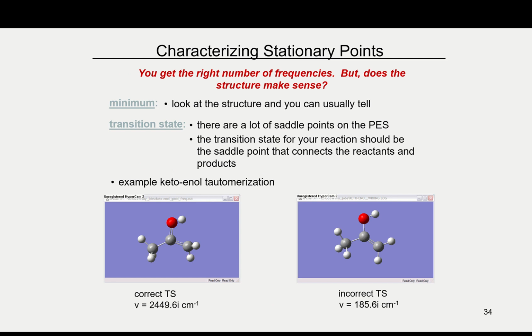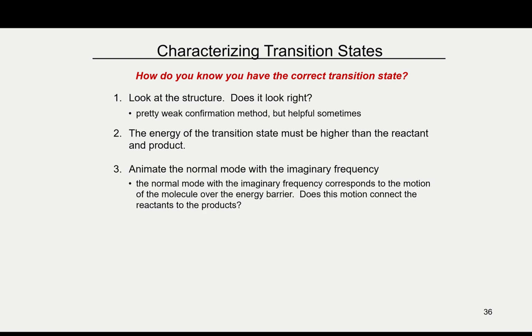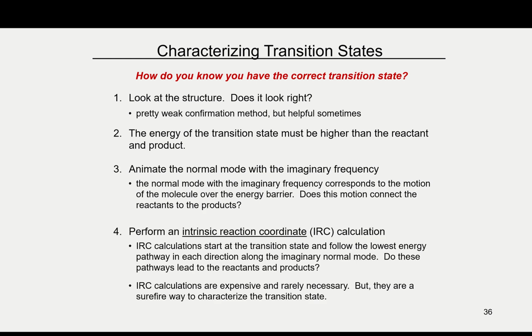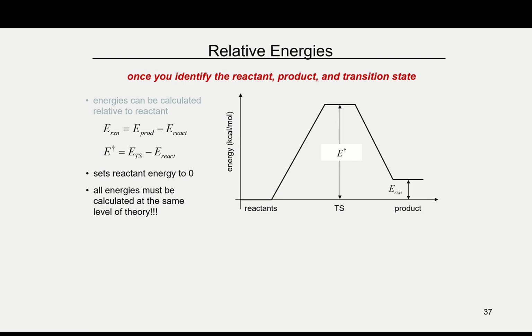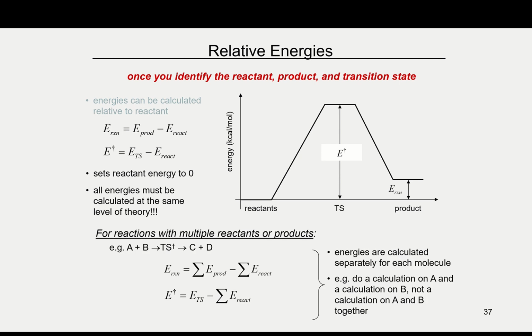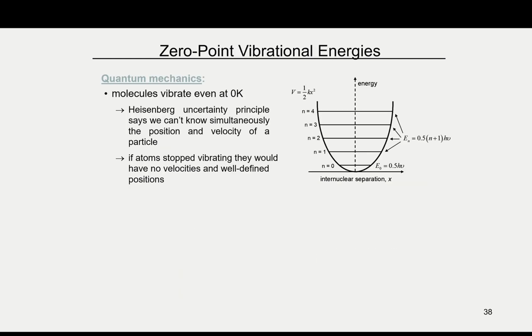Then characterizing the stationary point, how you can just know from the structure, saddle points, and characterizing, look at the structure, the energy, which should be more than the reactants and products. You should animate it, perform IRC. Relative energy is the reaction energy. So you can just take the energy of the product minus the energy of the reactants, or you can take the summation if there are more than one reactant and product.